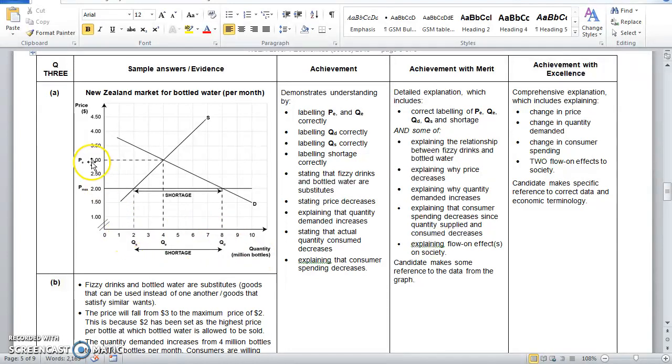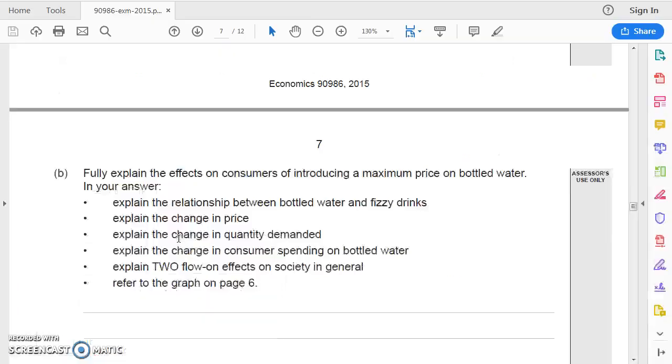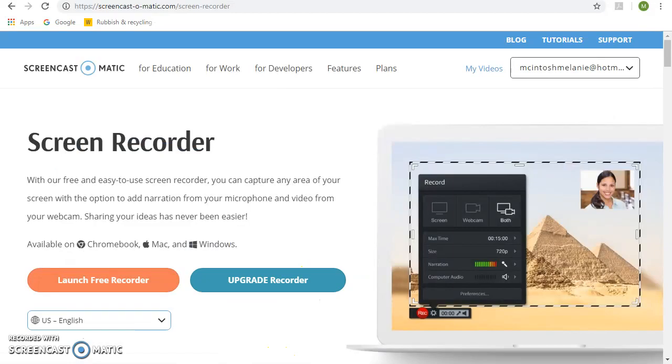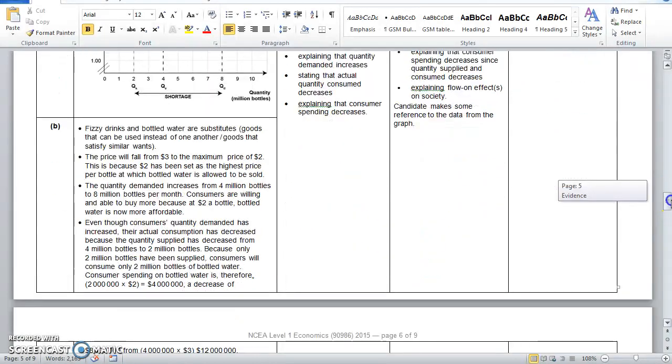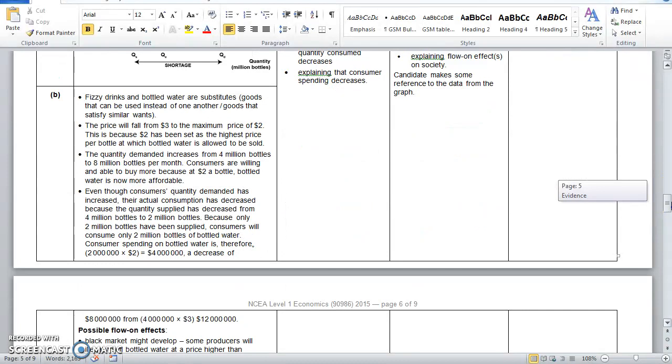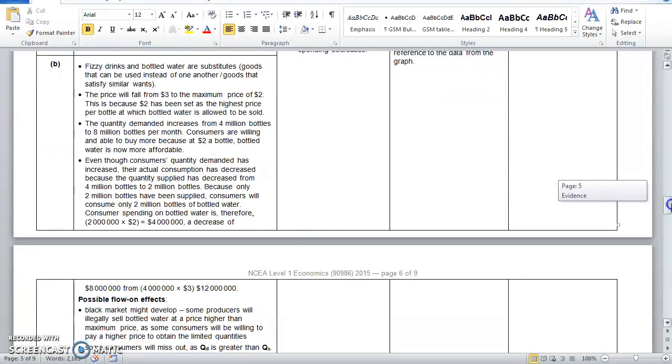Therefore, their spending goes down from $3 times 4 million, which is 12 million, whatever the answers have it. And then it goes down to $2 times 2 million, which is 4 million. Yeah, it is 4 million. I don't know why I was questioning that. Okay, so 4 million from 12 million, and therefore you've got a decrease of $8 million in spending.